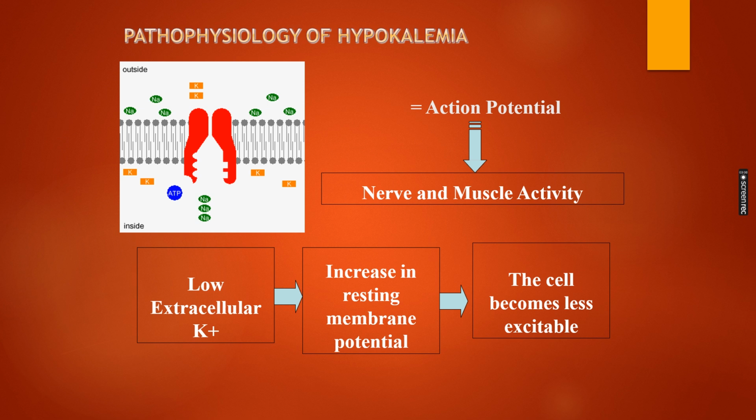Potassium is helpful in the resting membrane potential. At rest the inside of the cell is more negative than the outside, primarily due to the high concentration of potassium inside the cells and sodium outside the cell. Potassium channels allow potassium to slowly leak out of the cells, maintaining a resting membrane potential of about minus 70 mV. Then the action potential occurs in nerve and muscle activity. If there is low extracellular potassium, it can lead to an increase in resting membrane potential and the cell will become less excitable.